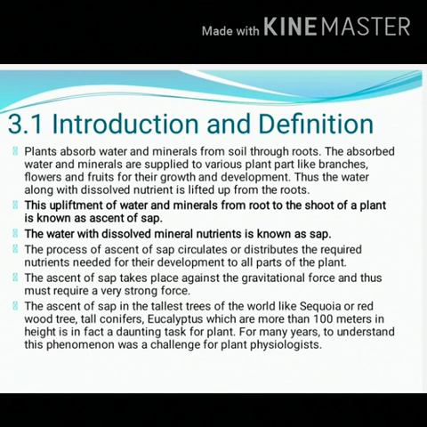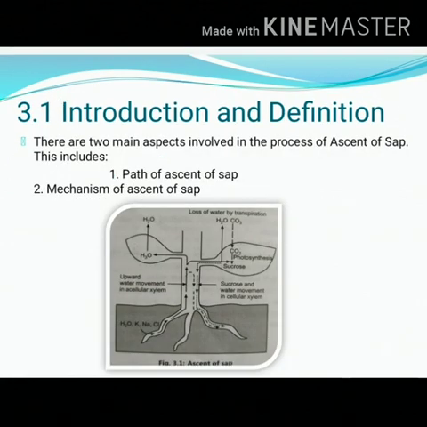And to understand this phenomenon, this was a challenge for plant physiologists for many years, and even today the process of ascent of sap has not been explained satisfactorily. So this process of ascent of sap includes two main aspects. First of all, path of ascent of sap, that is in which cellular pathway ascent of sap happens, and secondly, mechanism of ascent of sap.